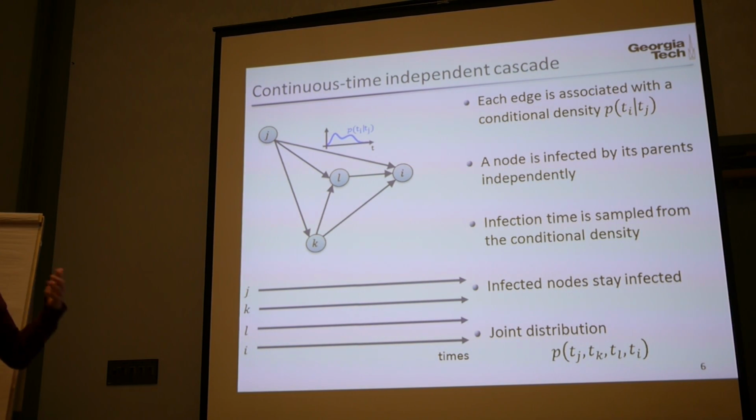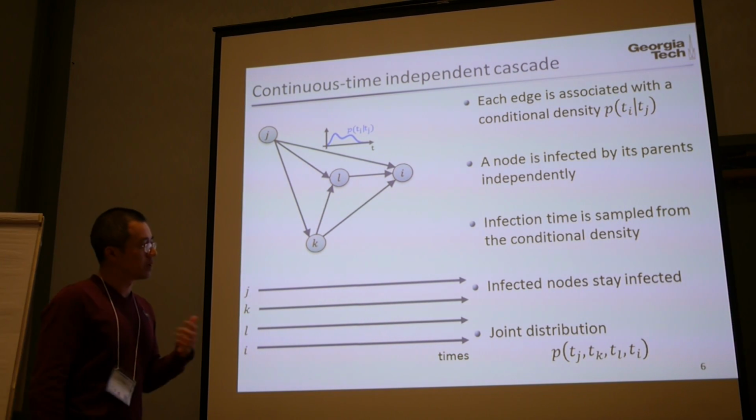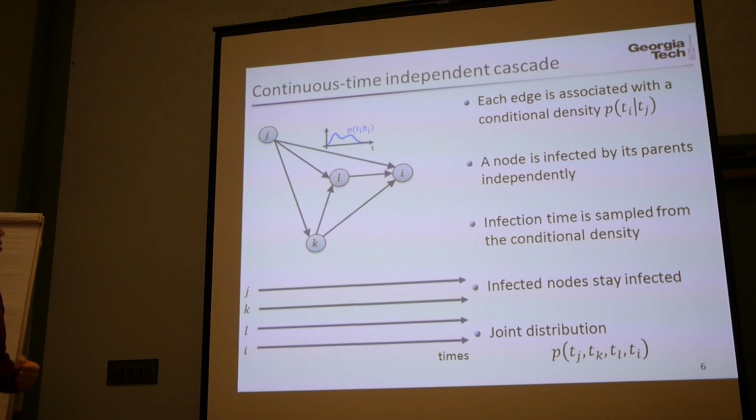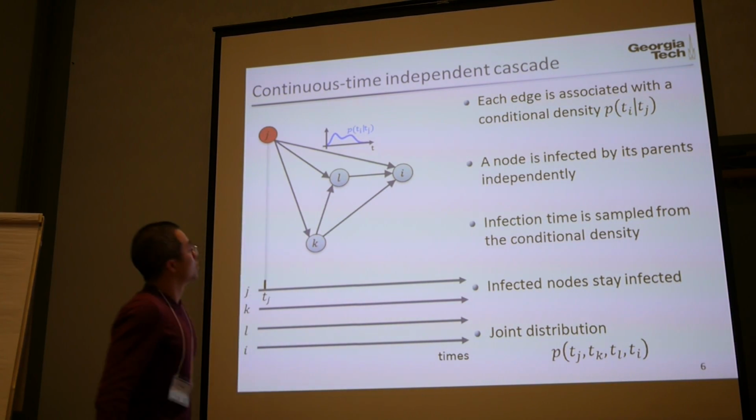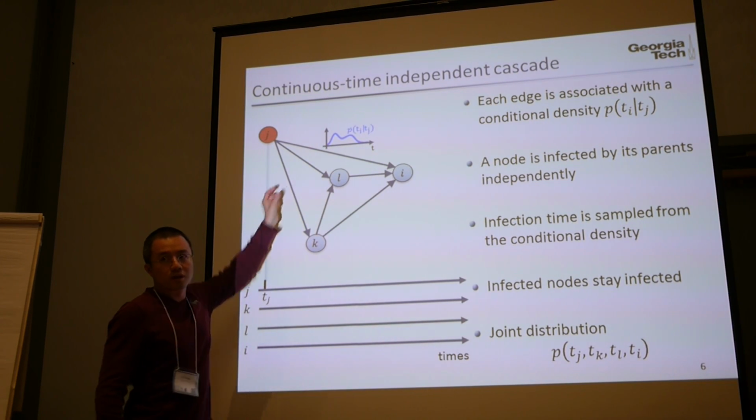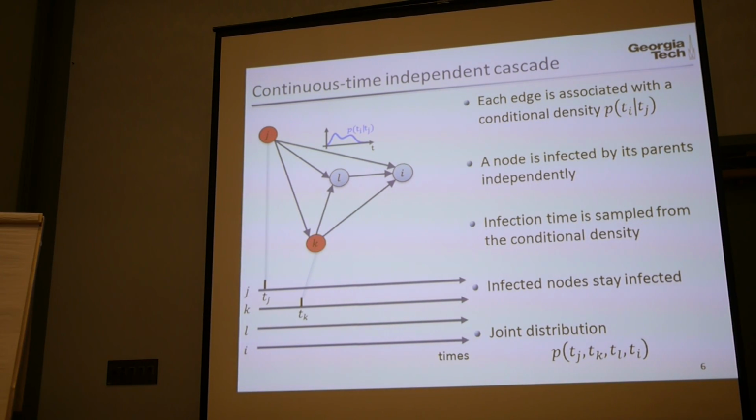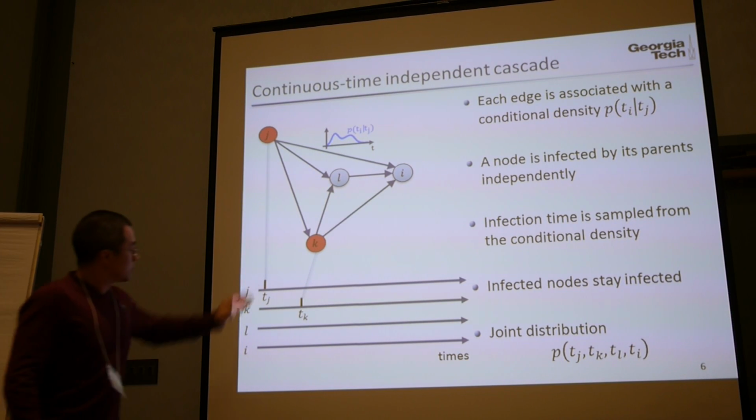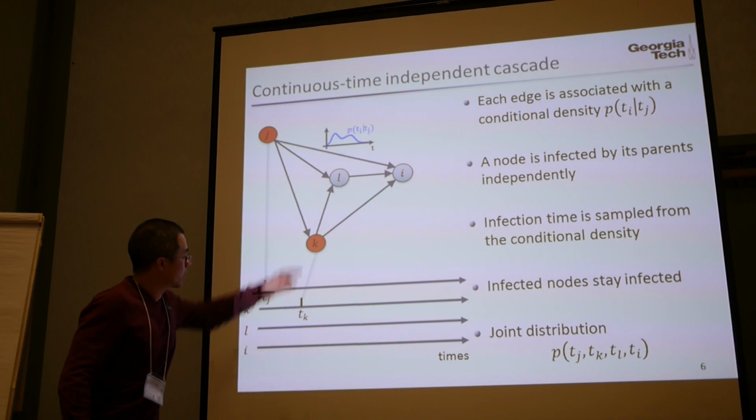So instead of infecting nodes in rounds, we are going to sample a time for each one of these from the conditional density associated with the edge. And if a node is infected, it stays infected. So the example is something like this. Suppose at time 0, node J is infected, and it's going to infect downstream nodes according to the associated conditional density on each edge. We draw some random samples. Suppose in this particular run, the random sample for K is Tk.